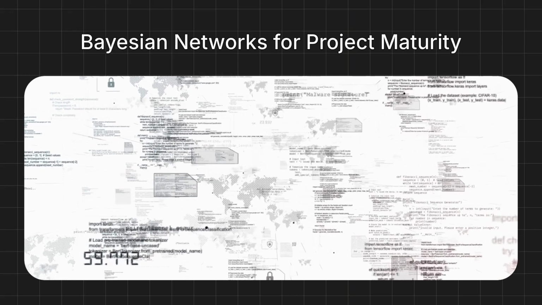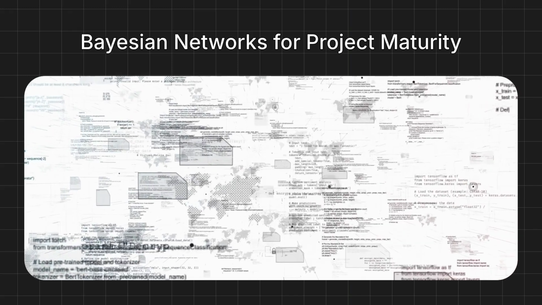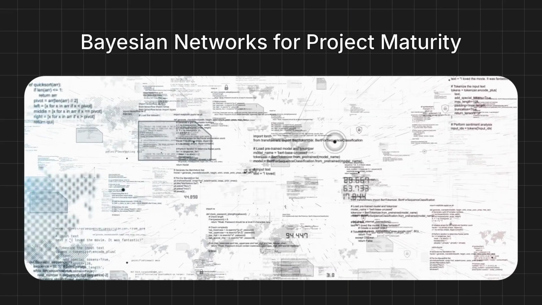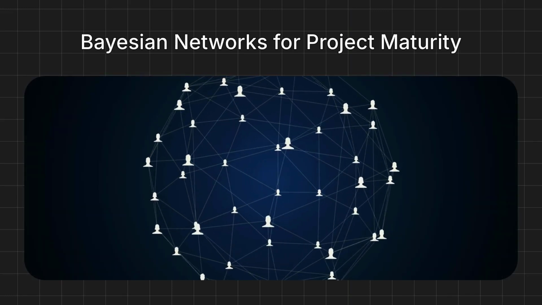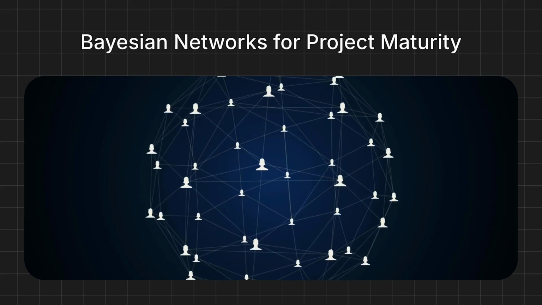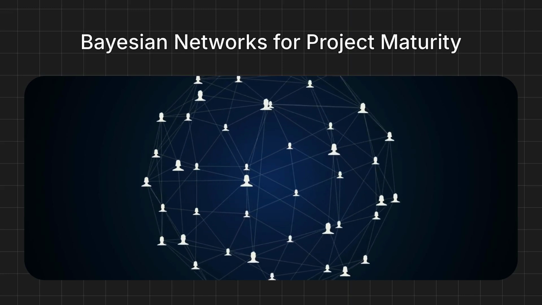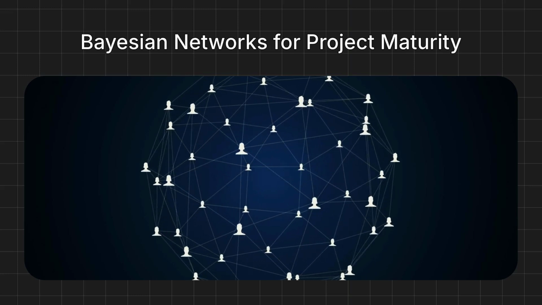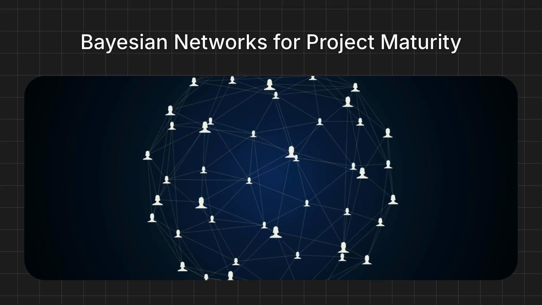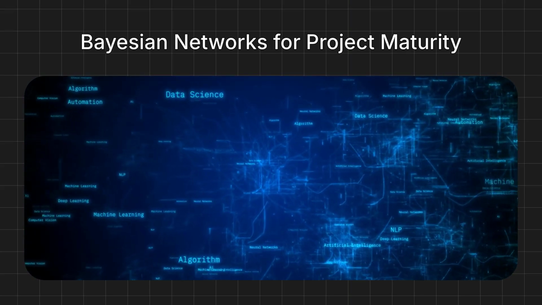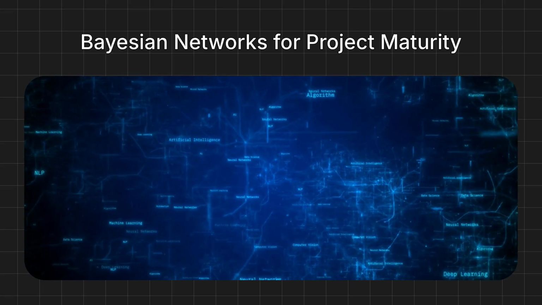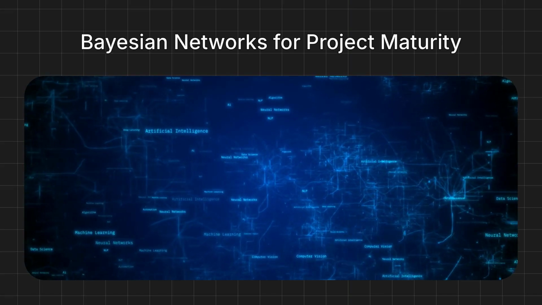In light of these limitations, Bayesian networks offer a promising alternative for modeling and analyzing the complexities of project management maturity. They provide a structured, visual, and data-informed approach to understanding causal relationships among variables. By leveraging causal reasoning, Bayesian networks help explain how multiple factors contribute to a particular outcome.